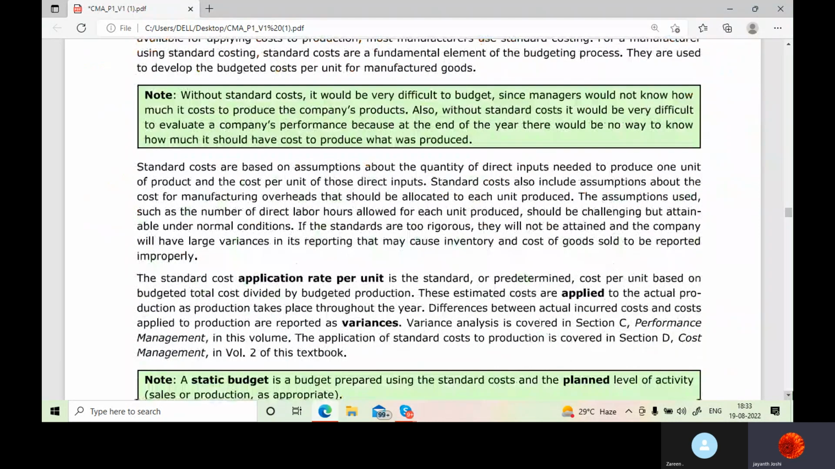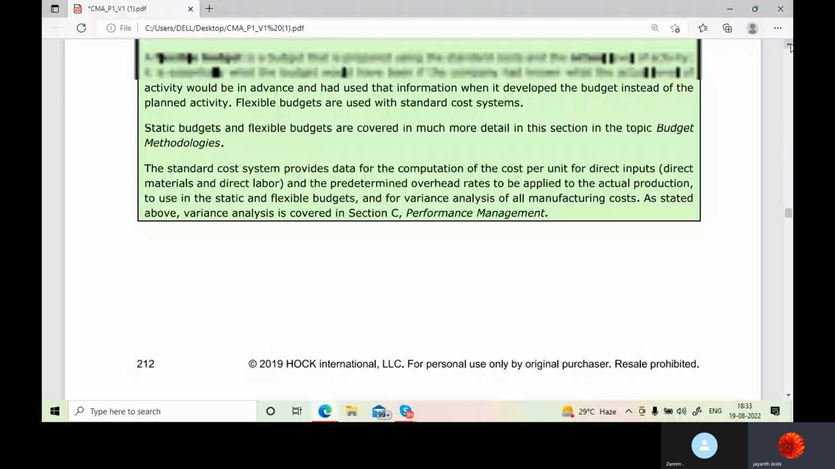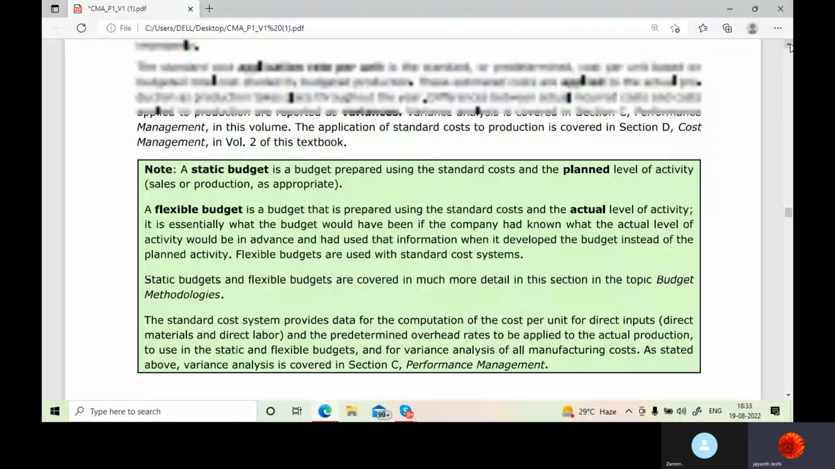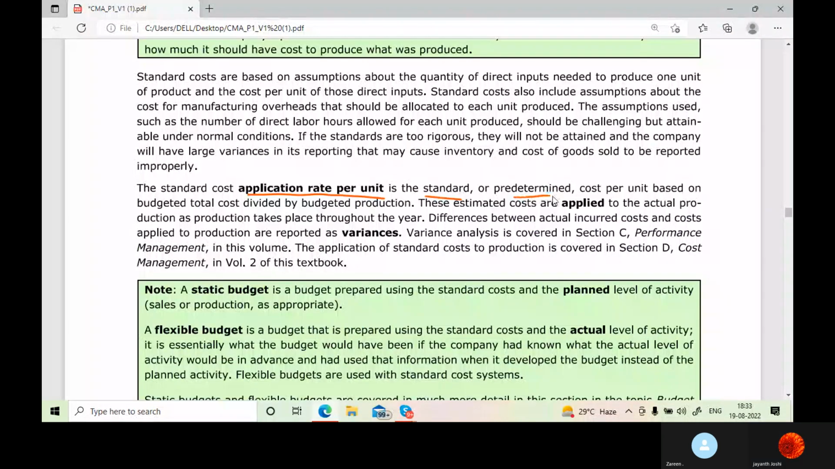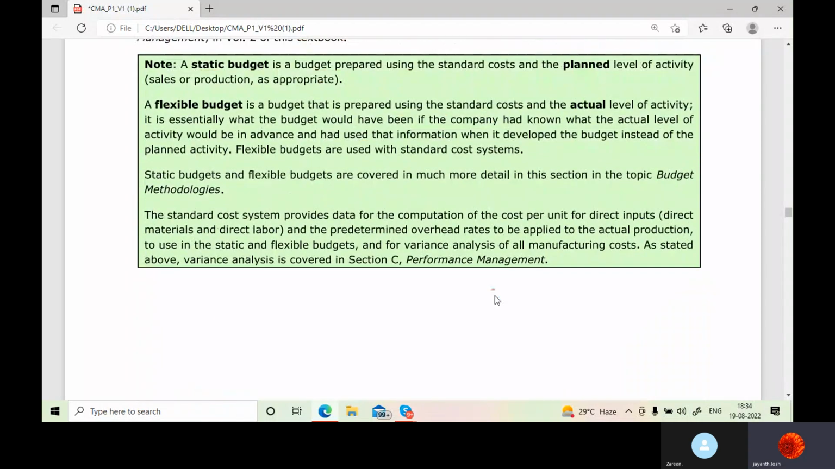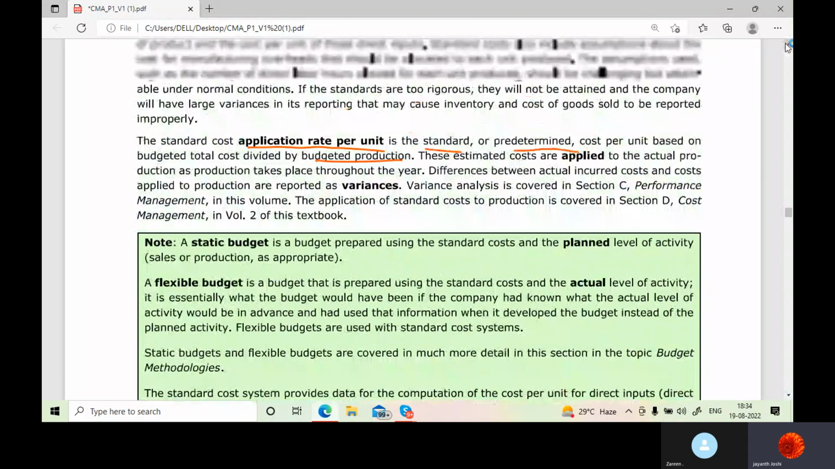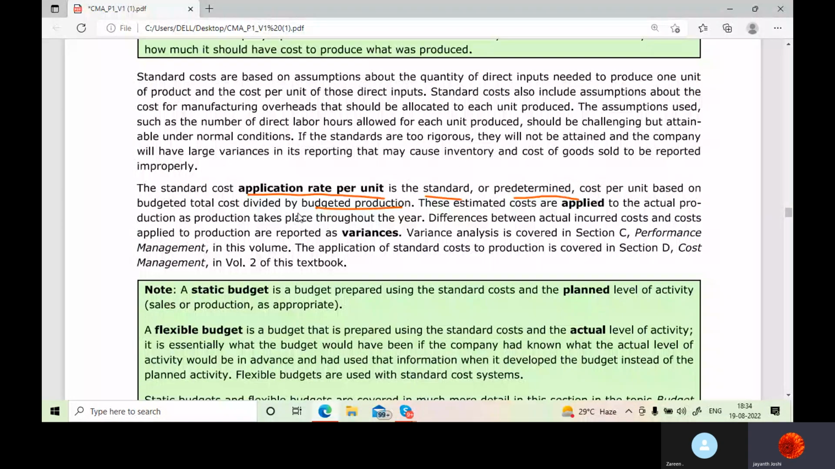So application rate per unit: the standard cost application rate per unit is the standard or predetermined cost per unit based on budgeted total cost divided by budgeted production. So that we have already discussed. So let's say the total cost is 10,000 manufacturing overheads, divided by budgeted production, so standard cost application rate per unit. So I'm speaking about applied cost.